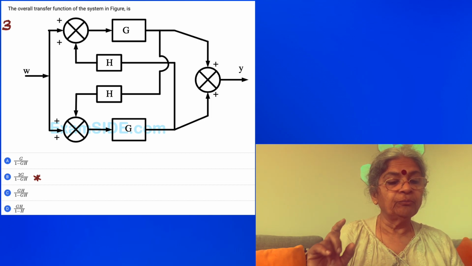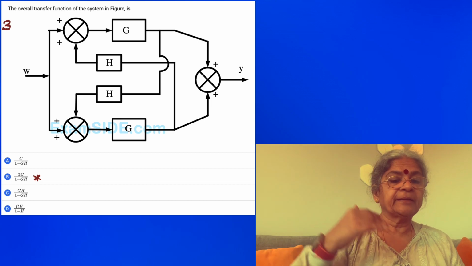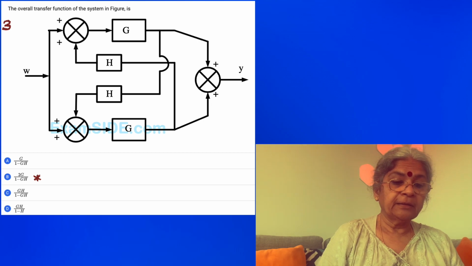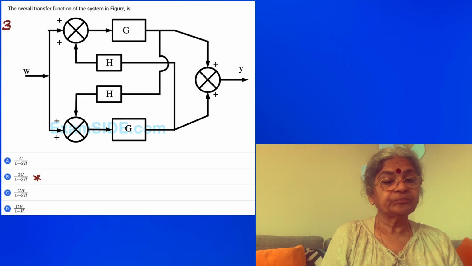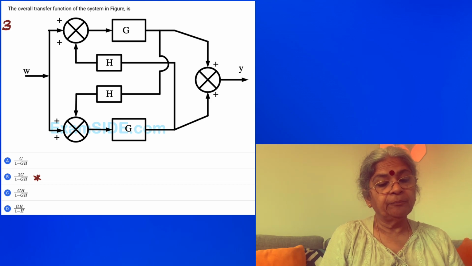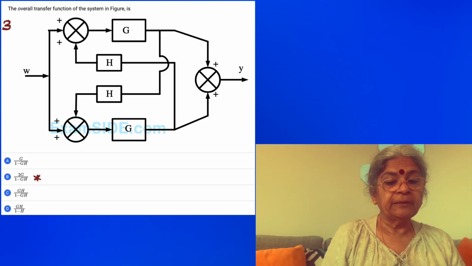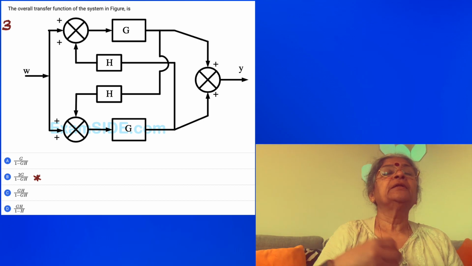W is the input given to both comparators, the comparator at the top as also the comparator at the bottom, and then they get a gain as given by G, and then they are added together. So now we have two parallel paths for the input to flow, and in both paths you are getting a gain of G. Then they are added together, and then the output is created. But at the same time, there is a feedback loop.